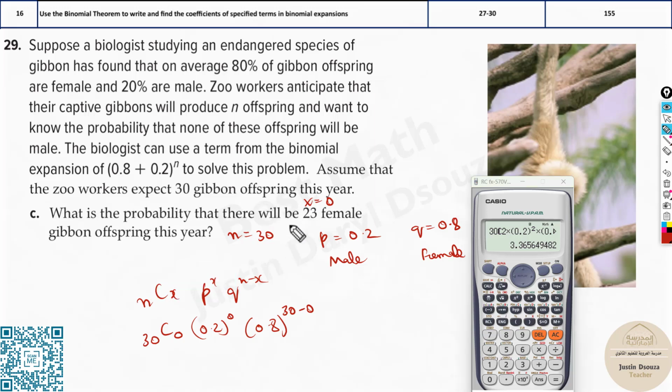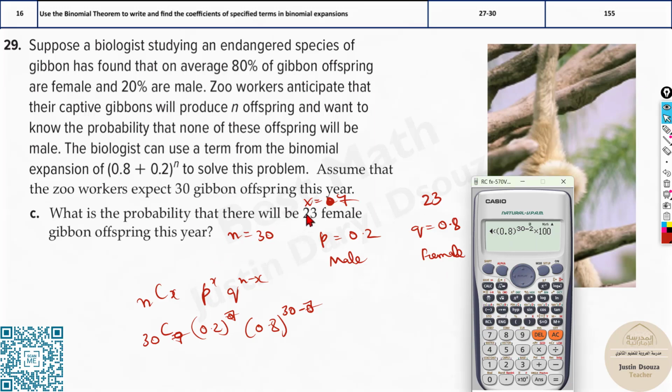There is one more condition. Here they have told us about female offsprings. There are 23 female offsprings, but that should be n minus x, which must be 23. If the female offsprings are 23, what are the male offsprings? It is 7, right? So x will be 7, because I've taken p as 0.2, and x can only be the number of male offsprings. Now I just have to substitute. Only this will change: 7, 7, 7. That's the only thing.